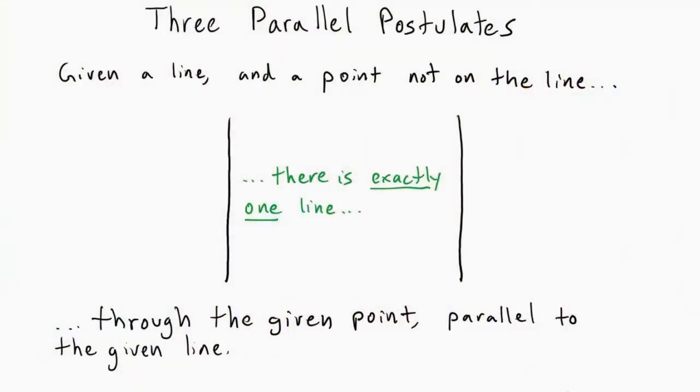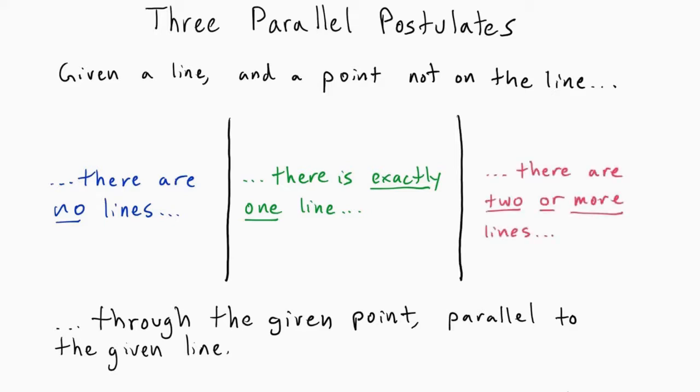So what would it mean for the parallel postulate to be false? Well, remember, the parallel postulate says, given a line and a point not on the line, there is exactly one line through the given point parallel to the given line. If we're going to assume that the parallel postulate is false, there are two distinct possibilities. We could assume there are no lines through the given point parallel to the given line, or we could assume there are two or more. These three logically distinct parallel postulates give rise to three different geometries.